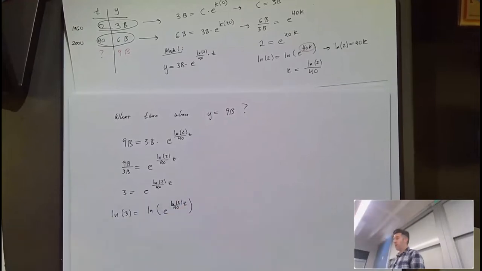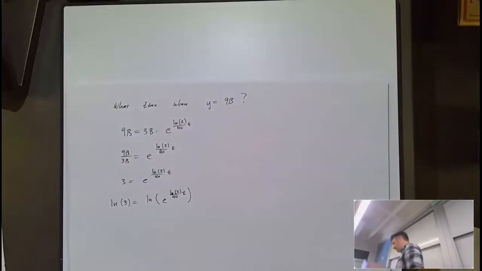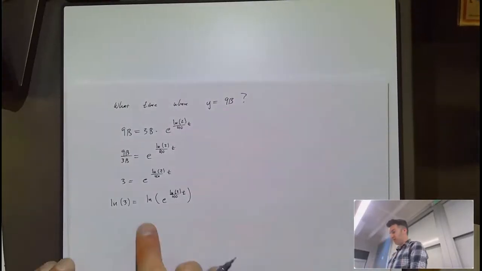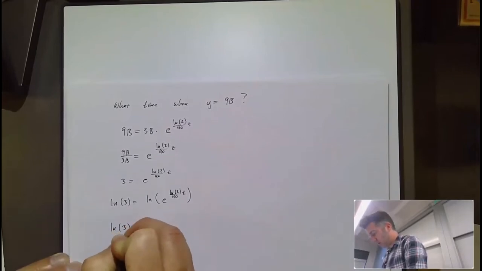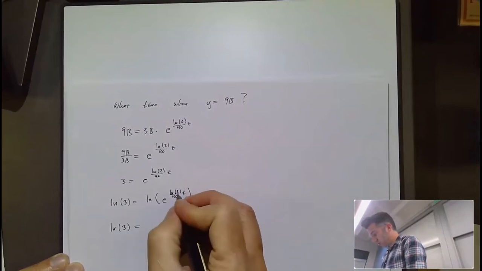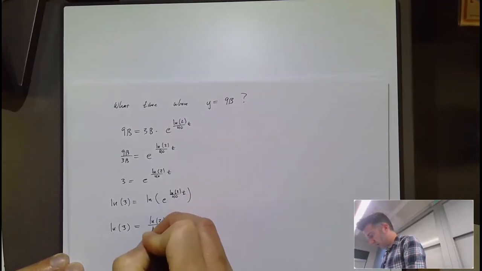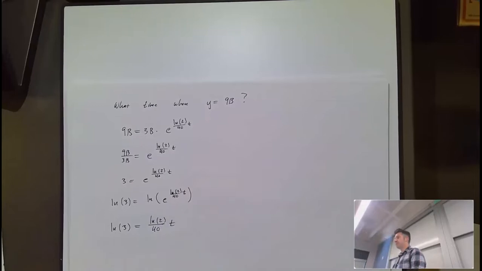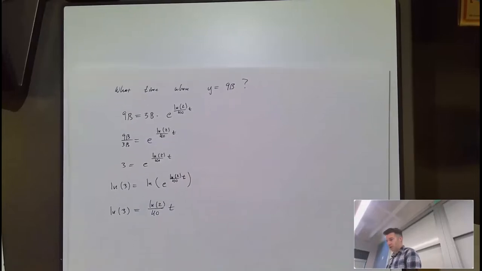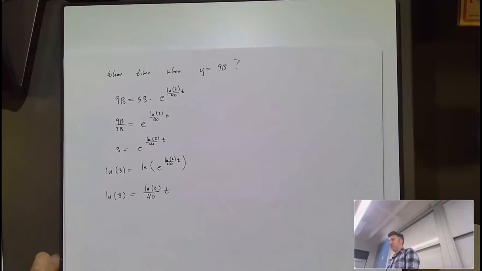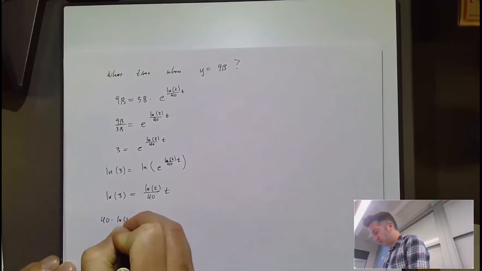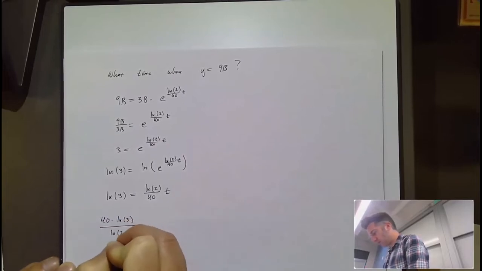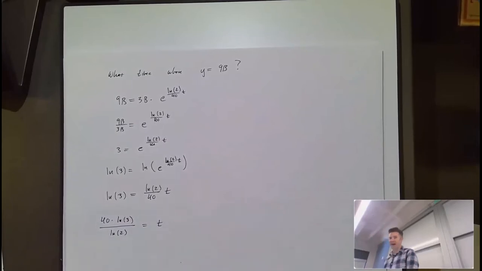And it's going to be a very common practice that when you're taking the natural log of e to all this stuff, the natural log of e to all this stuff is just all the stuff. So we're going to have natural log of 3 equal to the natural log of 2 divided by 40 times t. And to solve this, you could either divide both sides by natural log of 2 over 40, which is going to have fractions and fractions, which I would not recommend. I would rather multiply both sides by 40 and divide both sides by natural log of 2. That's the way I would get to the answer.